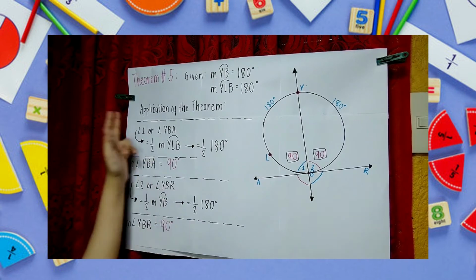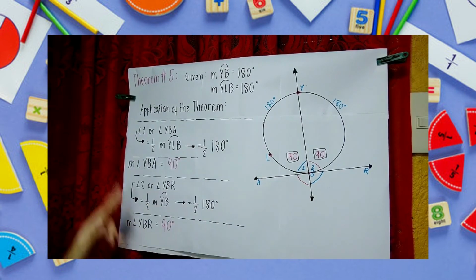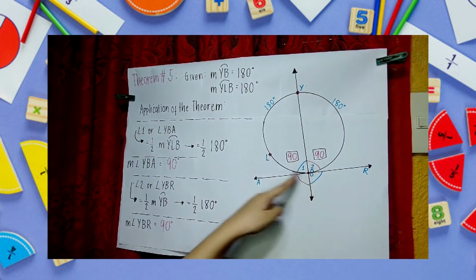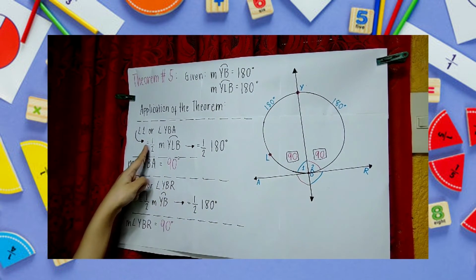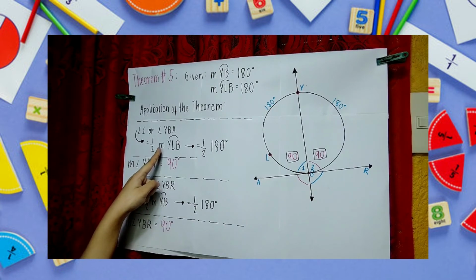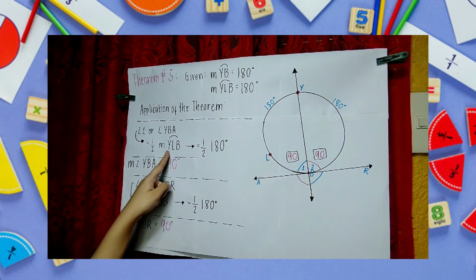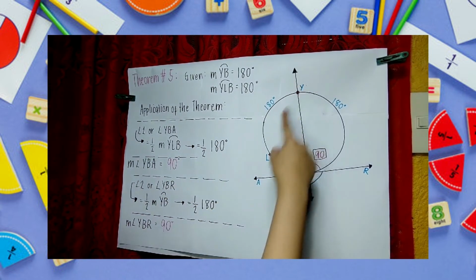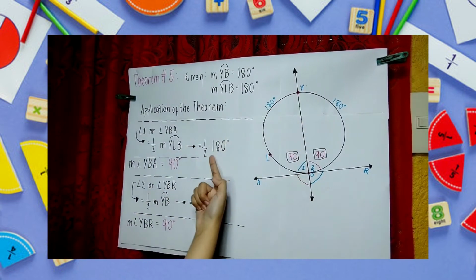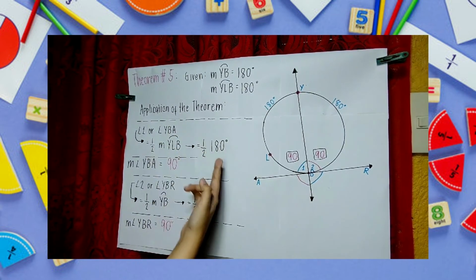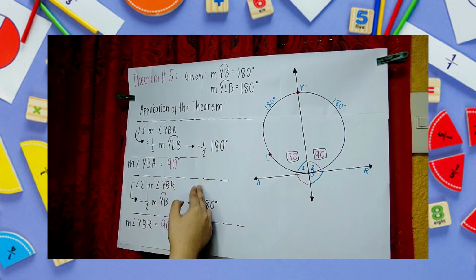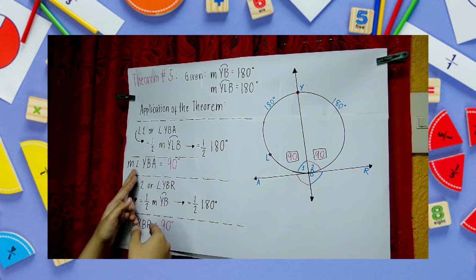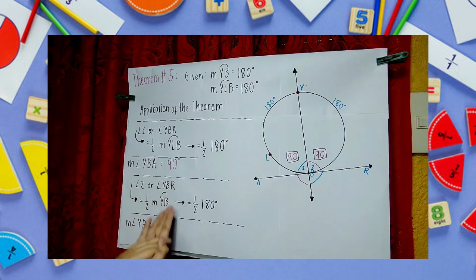And now let's talk about the application of the theorem. So how do we find the angle 1 or the angle YBA? We're going to find it by just finding the measure of arc YLB, which is already given. YLB is 180 degrees, divided by 2. So 180 divided by 2 is equal to 90 degrees. So the measure of angle YBA is equal to 90 degrees.